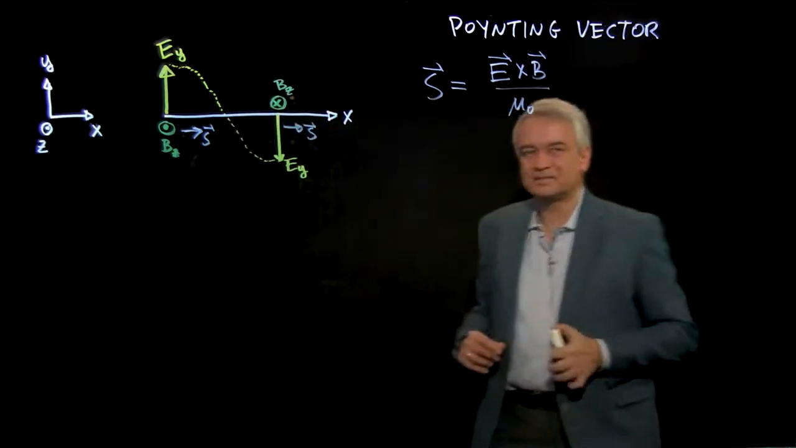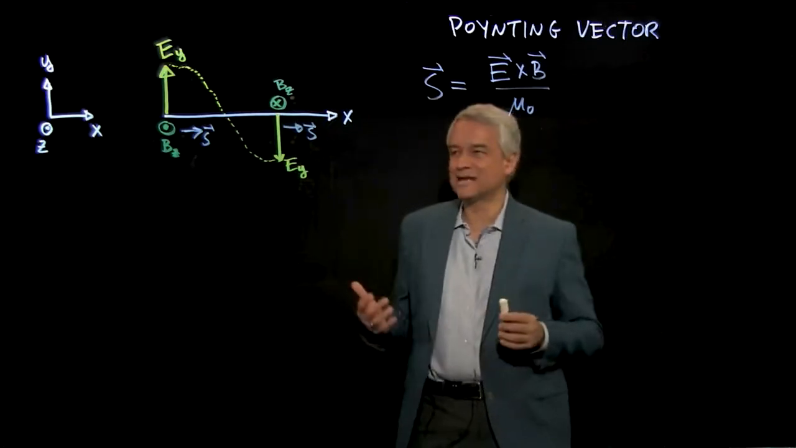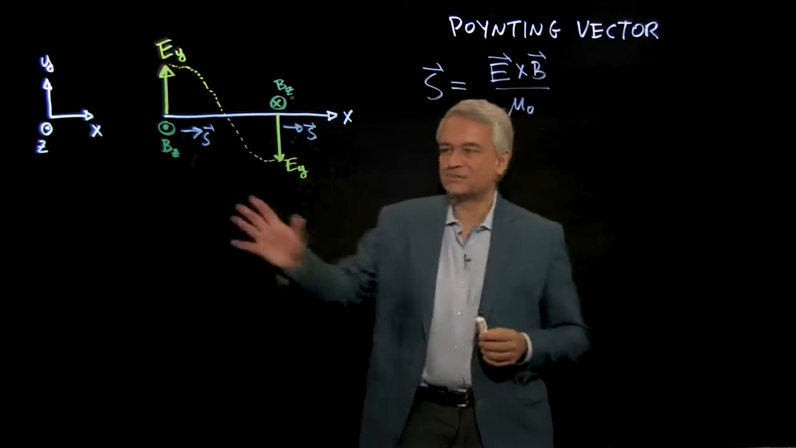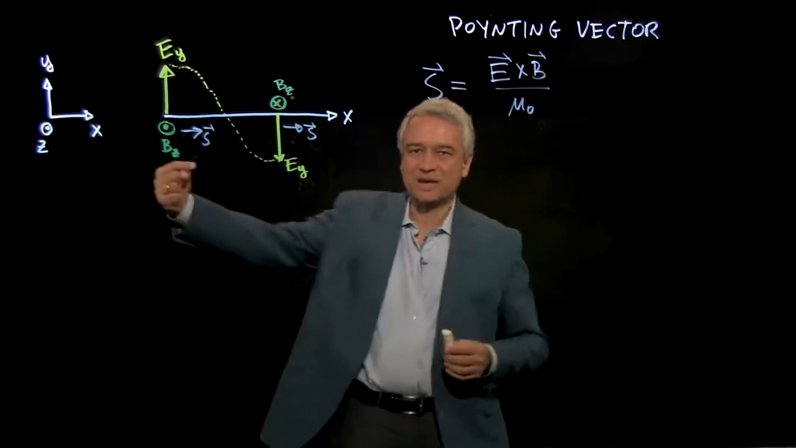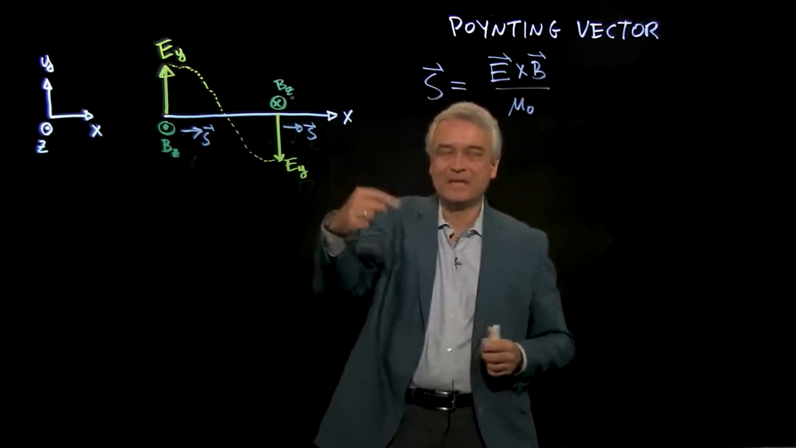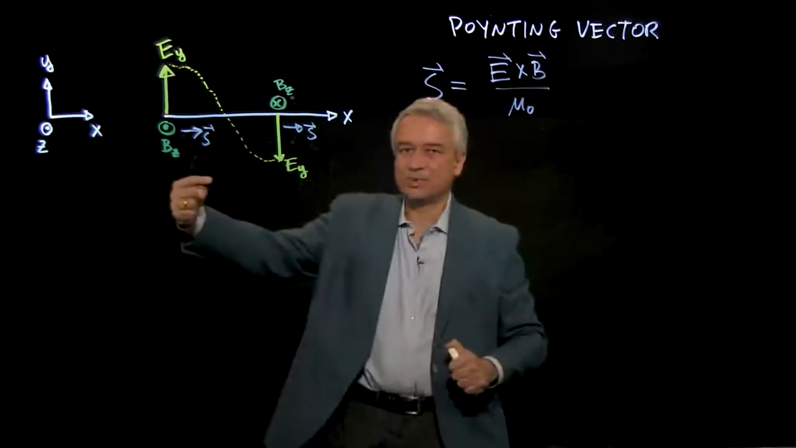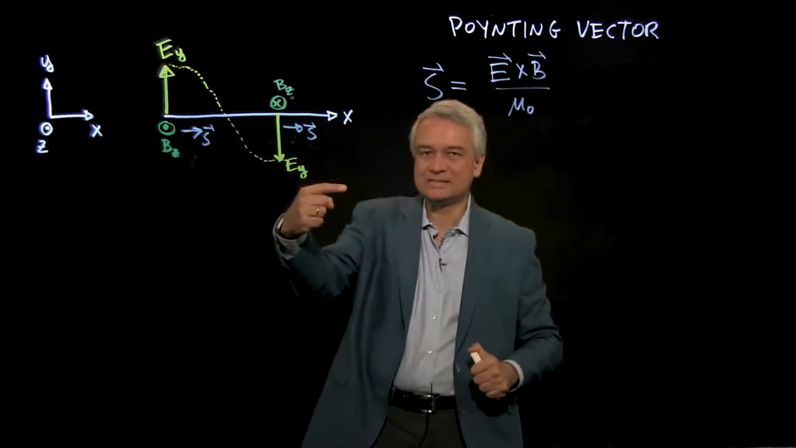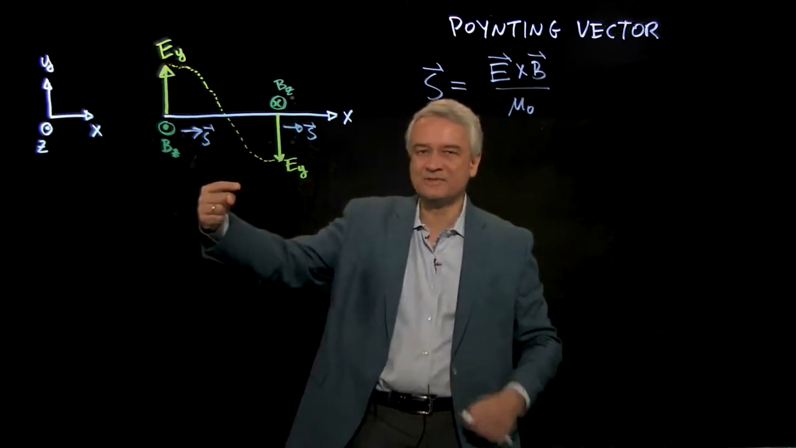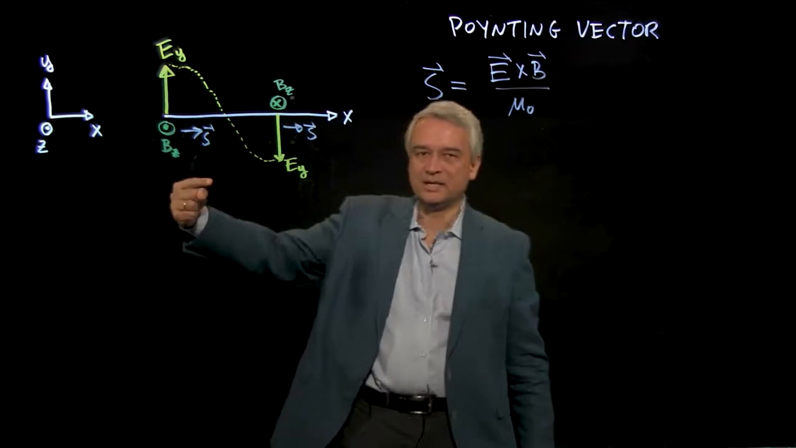So this tells you that the story hangs together, okay? The electromagnetic solution that we found described waves going this way. And the Poynting vector points this way. And what that means is that this electromagnetic wave is carrying energy in this direction.